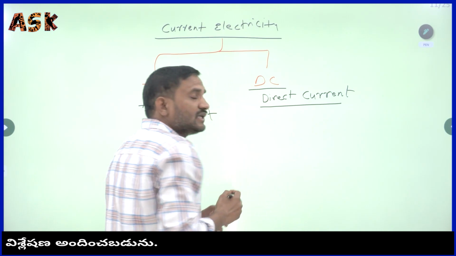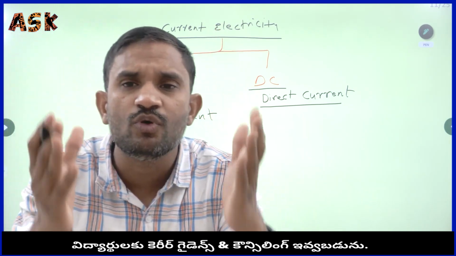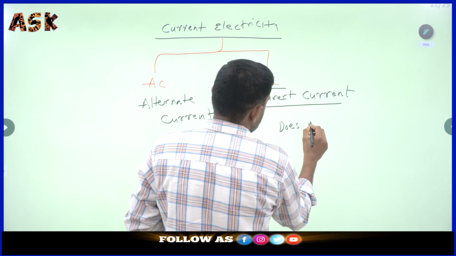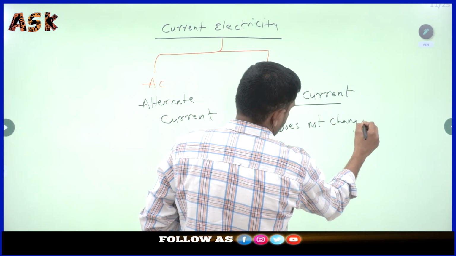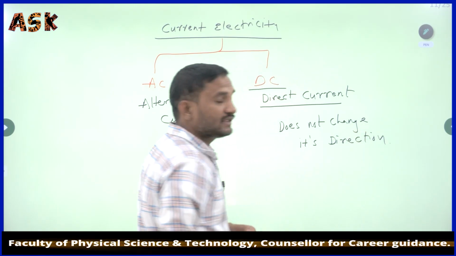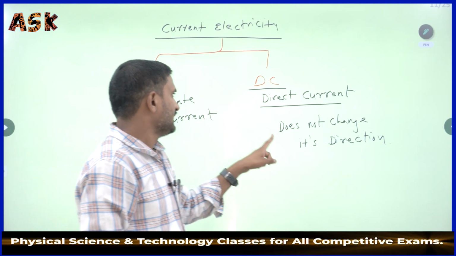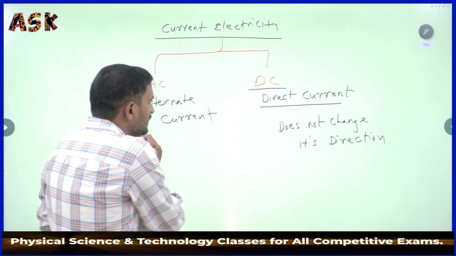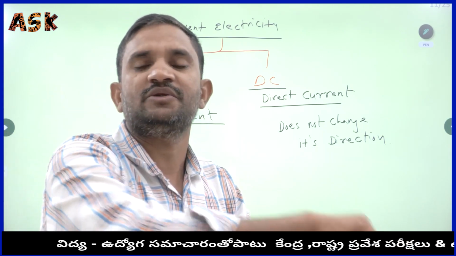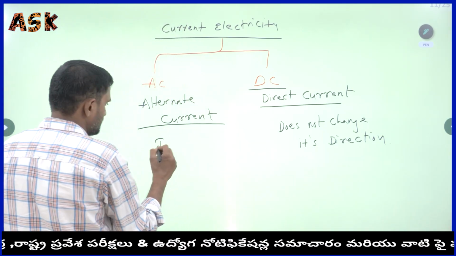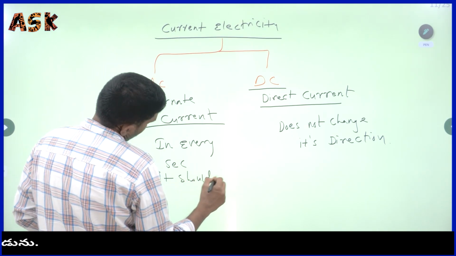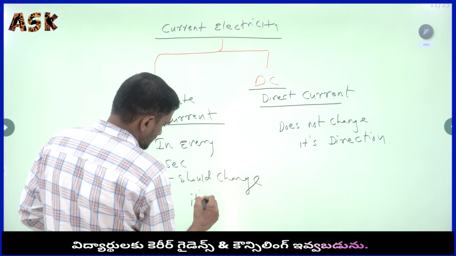DC means it does not change its direction. It should always move in the same direction only. That is DC. Alternate current changes its direction every second. In every second it changes its direction from positive to negative and negative to positive.